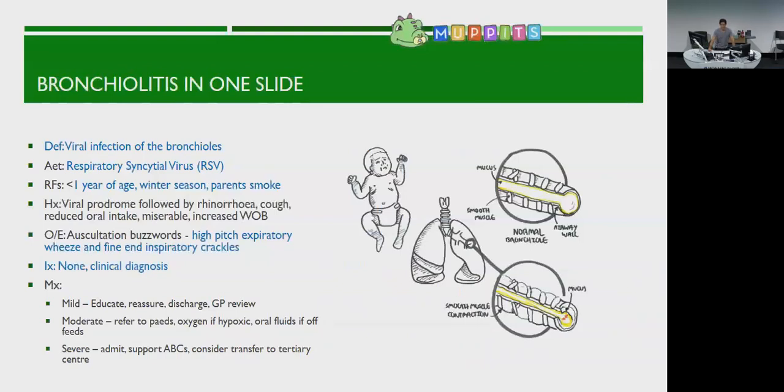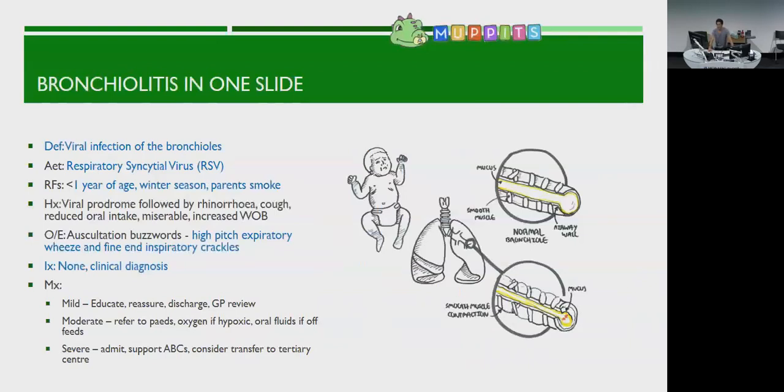If it's a clear-cut case, you don't need to investigate them. Again, management depends on how we risk stratify them. The features we're looking at are very similar to croup: work of breathing, saturations, mental state, that sort of thing. If they're mild, we can educate the parents that it's viral, we can't really do anything for this besides help them with feeds and give them oxygen. Reassure them, send them home, and organize GP follow-up. If it's moderate, we can refer them to peds and ask whether they think this kid needs to come in or not.